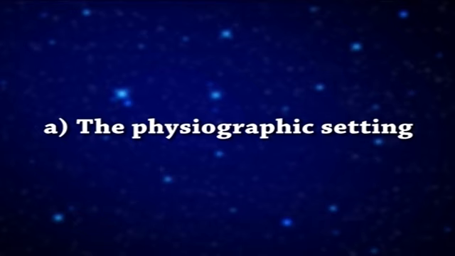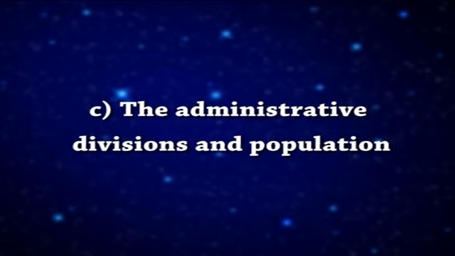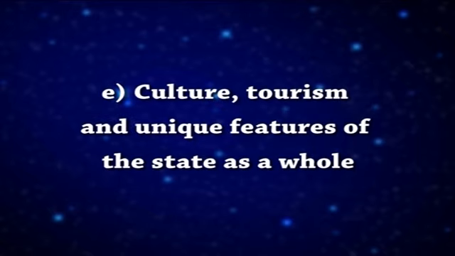The main objectives of learning this lesson are to know about its geographic setting, people, governance and contribution in the country. The aspects which are covered in this module are the physiographic setting, the climate, rainfall and land cover, the administrative divisions and population, the economic resources and contributors, culture, tourism and unique features of the state as a whole.